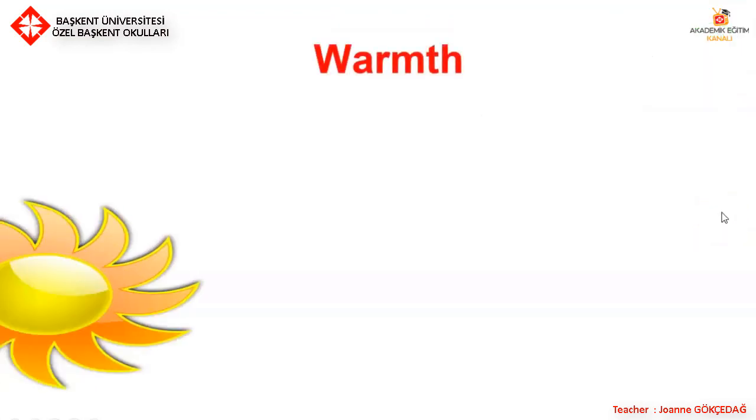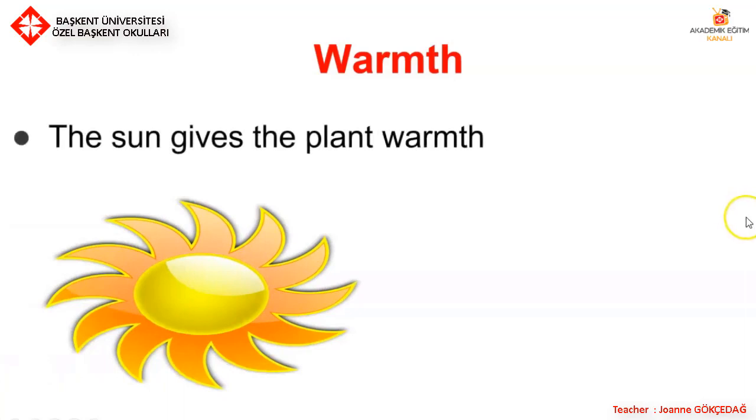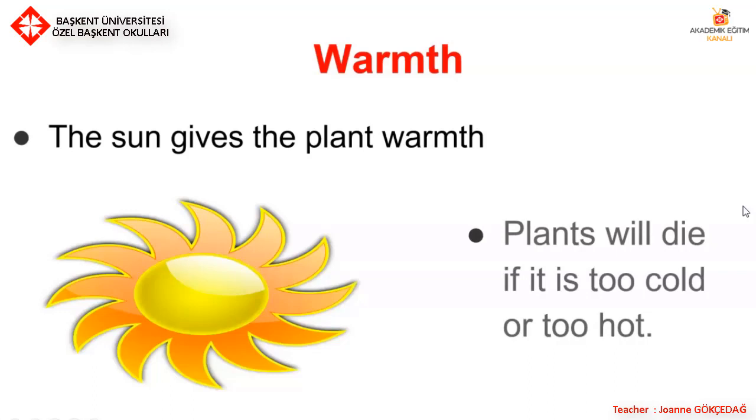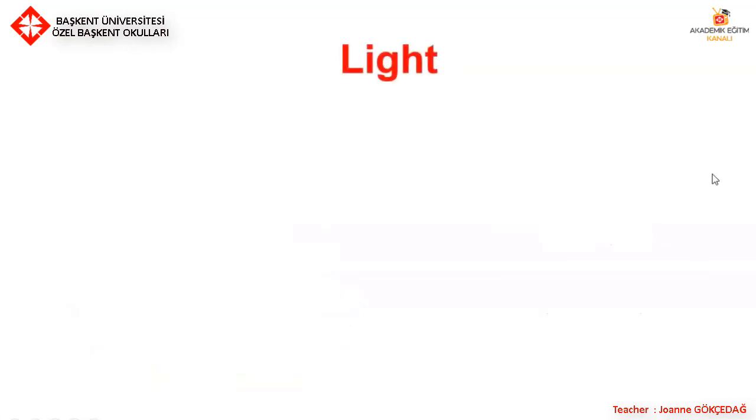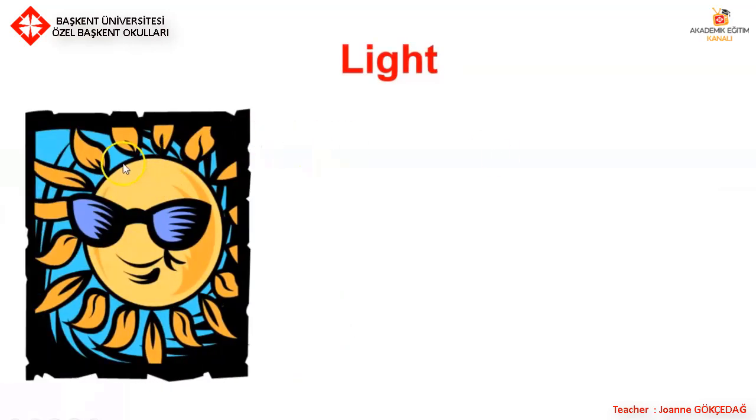Warmth. The sun gives the plant warmth. Plants will die if it's too cold or too hot, especially if it's too cold. Plants need to keep warm. Light. Well, where do they get the light? They get the light from the sun. Same as where do they keep warm? They keep warm from the sun.